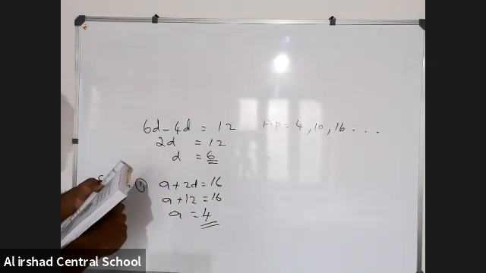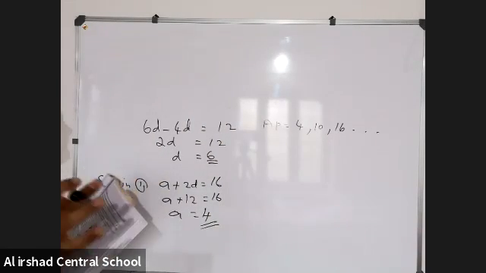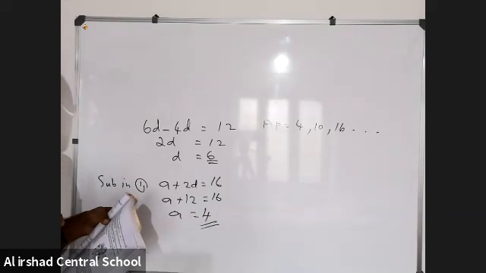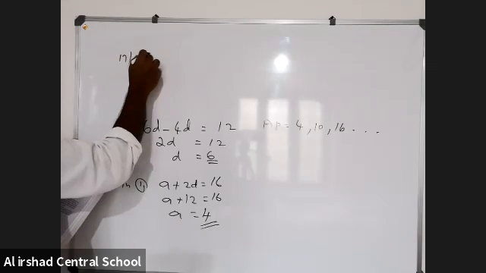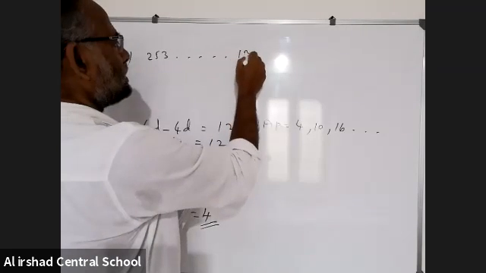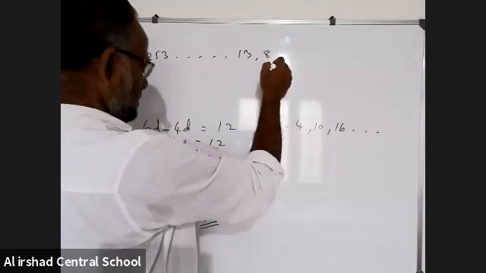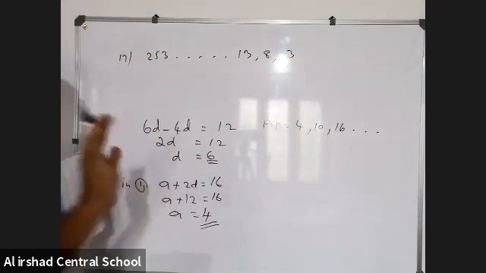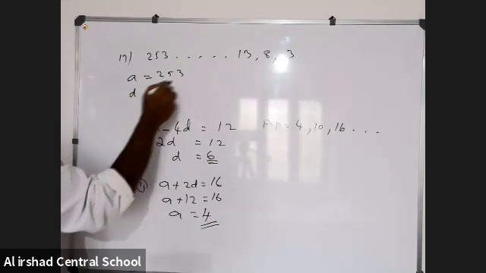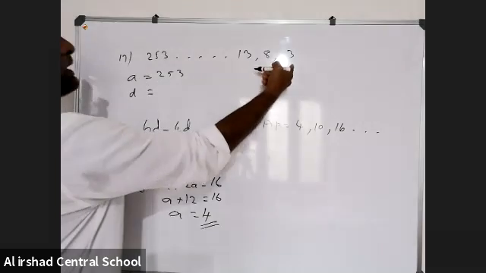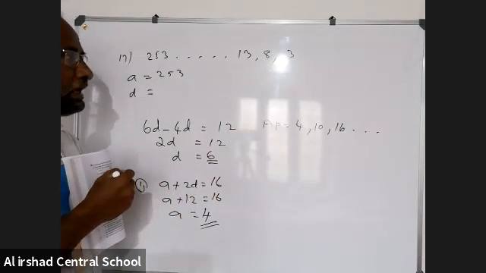Find the 20th term from the last term. This is not from the last term yet. Find the 20th term from the beginning. From the last term, that means we are starting with 253. Then we don't know the rest, no need. Okay, we know 13. We know 8. We know 3. Don't think too much. A is 253. D is, don't go here, 3 minus 8, 8 minus 13.